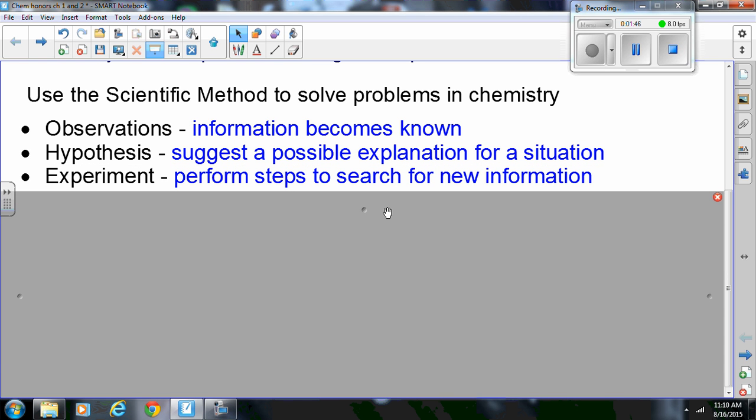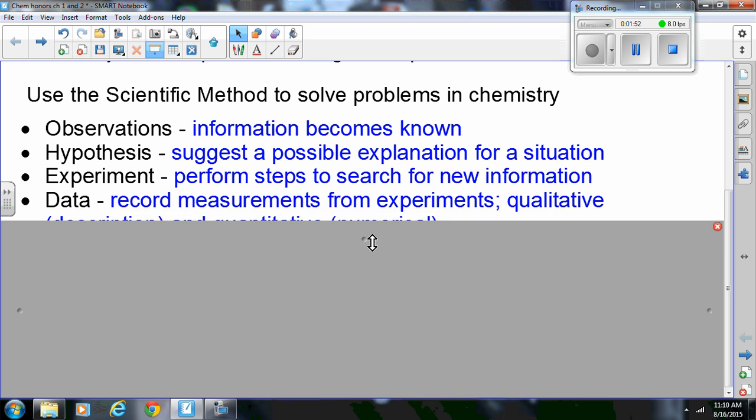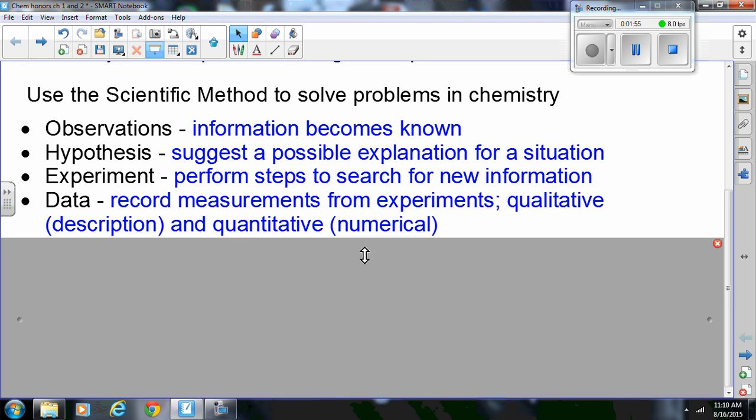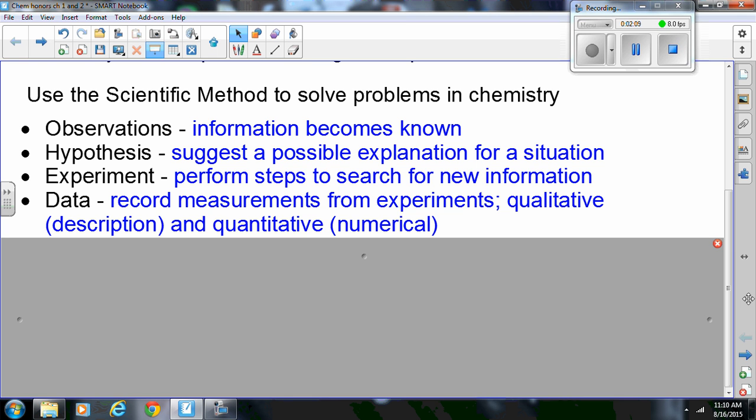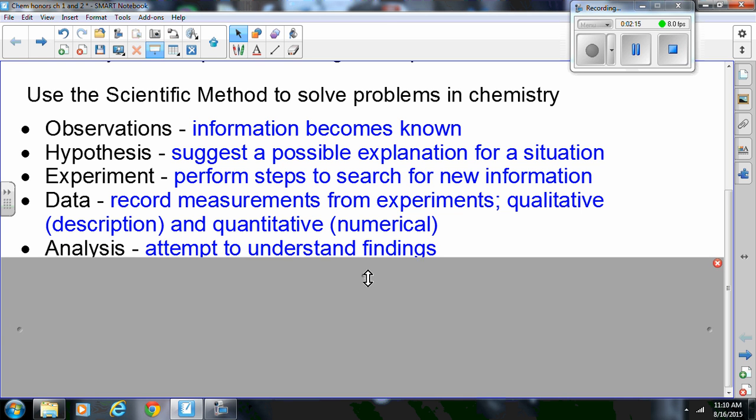When you experiment, you perform the steps to search for new information, and it's the best part of any science class, in my opinion. Now, when you take data, your data this year will be much more specific than in biology. You will be recording your measurements from your experiments, both qualitative and quantitative. Qualitative is like a description, like color, does it smell? Quantitative will have something to do with a number. So maybe you'll take the temperature in degrees Celsius, find a mass in grams, something of that nature.